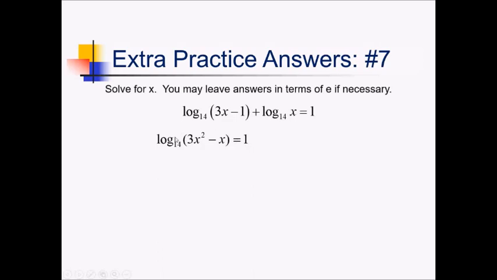And now to get rid of the log itself, I just raise the base, which is 14, to both sides of the equation. So on the left side, I've got 3x squared minus x. On the right side, I've got 14 to the power of 1. And now this is a quadratic. If I solve this, I'll get my answer.